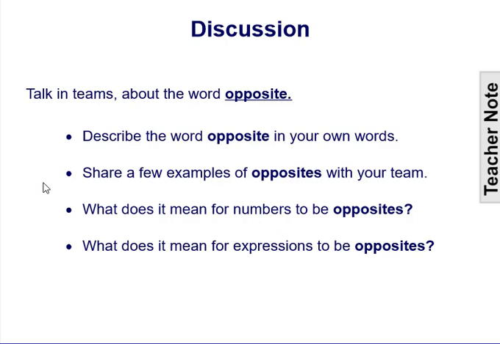But then you want to think, what does it mean for numbers to be opposites, right? How can you identify opposites? Well, you look at their sign, right? +4, -4, 3, -3, 100, -100. So those are opposites. And then for expressions to be opposites, well, now you go a little further. It's a little bit trickier to just look at their signs. So you want to think truly, what does it mean to be opposite?